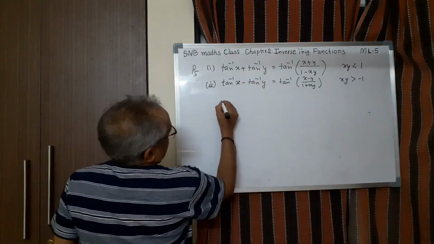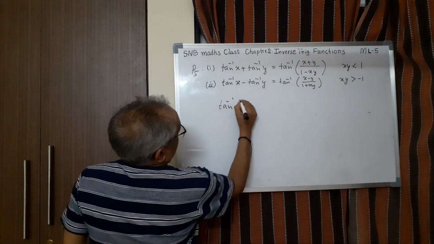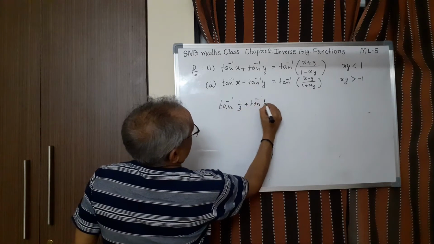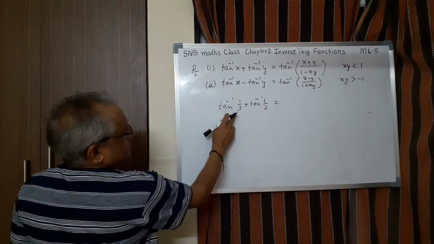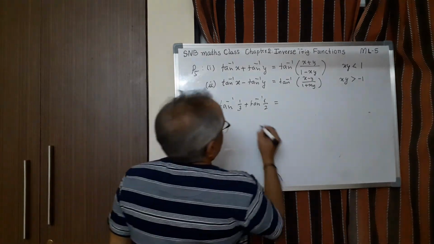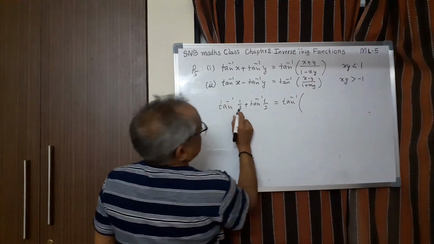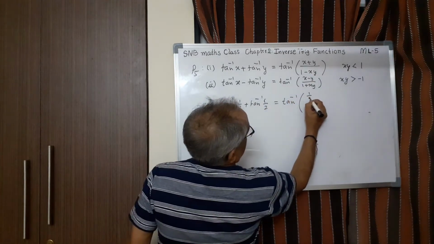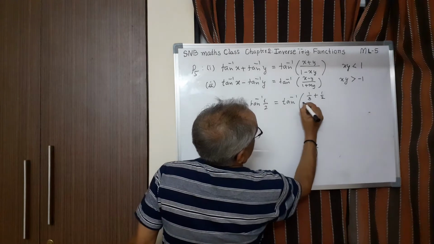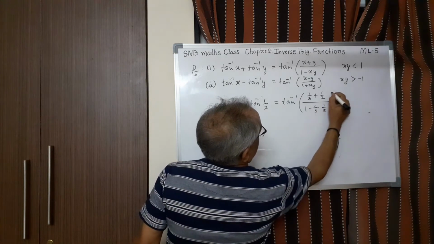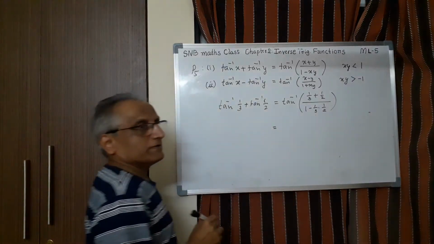Let me take, for example, tan inverse 1 by 3 plus tan inverse 1 by 2. So this is x, this is y. According to the formula, it is tan inverse of (x plus y) divided by (1 minus xy). So (1 by 3 plus 1 by 2) divided by (1 minus 1 by 3 into 1 by 2). This you have to simplify.